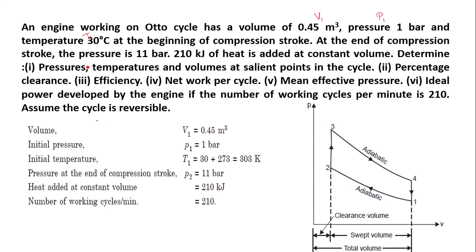At the end of the compression stroke, the pressure is 11 bar, which is going to be the P2 value, and 210 kilojoule of heat is added at constant volume. So this is going to be the heat supplied or heat added.